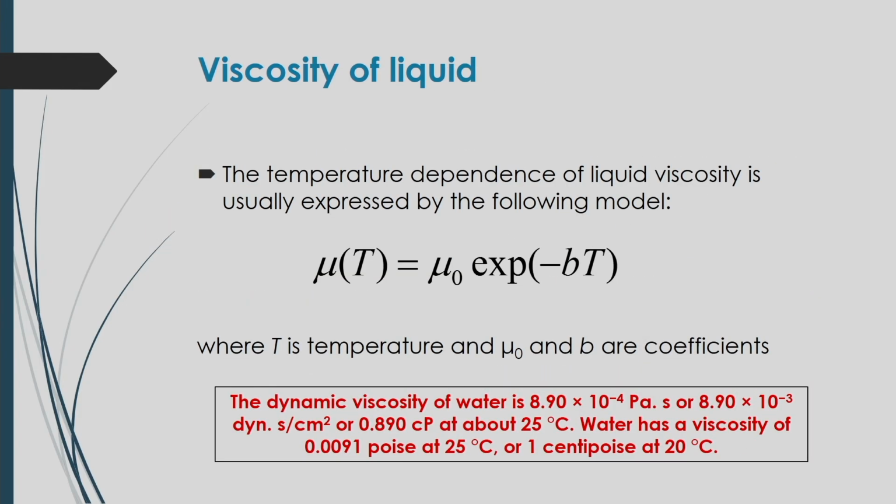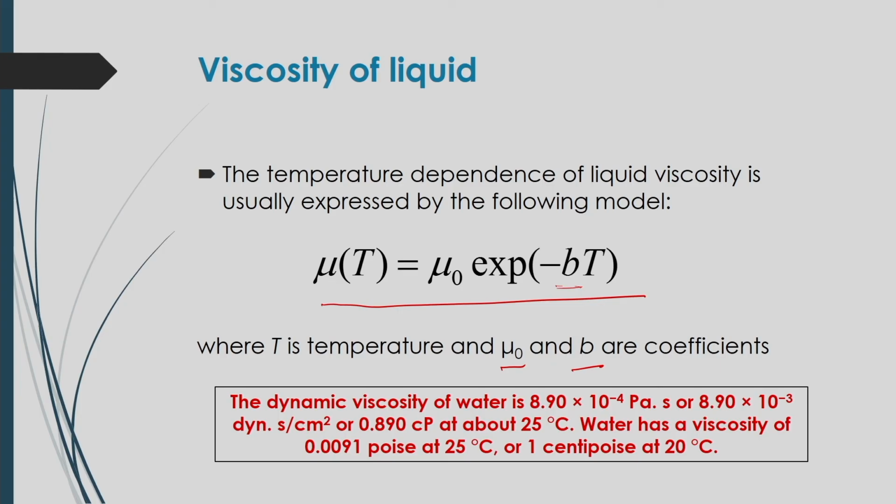Similarly, the viscosity of a liquid is a function of temperature, and this functionality is given here. From this equation you can easily calculate the viscosity of the liquid once you know the temperature and the other empirical constants, as given here, mu 0 and B. These are coefficients.